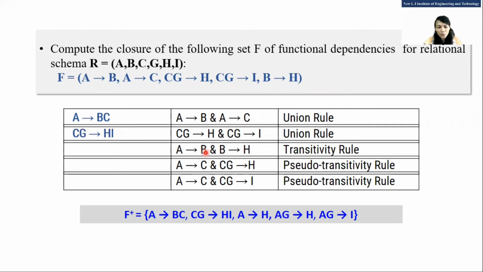Then we have A determines B, B determines H. So with the transitivity rule, we are getting A determines H. Then with the pseudo transitivity rule, we are getting AG determines H. And again with the pseudo transitivity rule, we are getting AG determines I. So these are the new functional dependencies we are getting using these rules. So I have applied all possible rules on the given functional dependencies, and now I'm getting these new functional dependencies, which will be the closure of the functional dependencies denoted by F plus. You have to write it down like this.